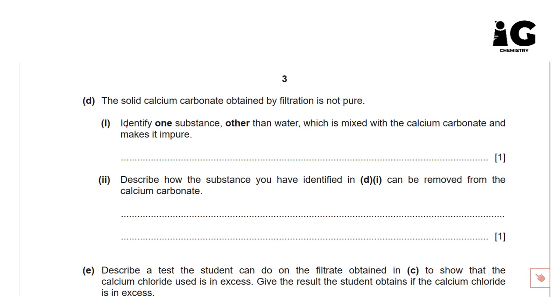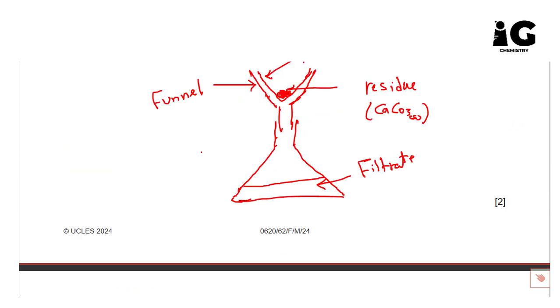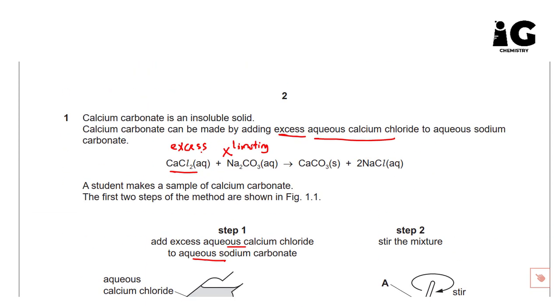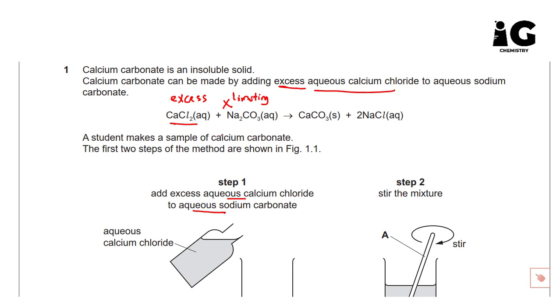Okay, so identify one substance other than water. We need to skip water from our answers, which is mixed with the calcium carbonate and makes it impure. If we come back again to the equation, this substance is limiting, which is supposed to be used up after the end of the reaction. So this is not found, we can cancel it.